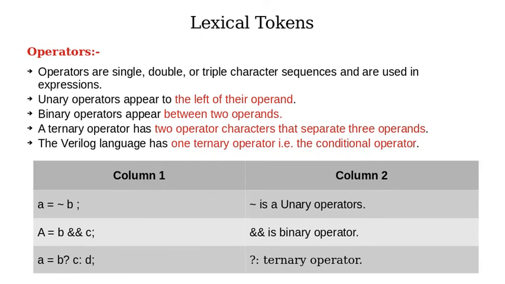The third lexical token is operators. Operators are single, double and triple character sequences and are used in expressions such as arithmetic and logical expressions. Unary operators appear to the left of their operand. Binary operators appear between two operands, and ternary operators have two operator characters, that is the conditional operator. The below table shows various examples of unary, binary and ternary operators. Verilog has only one ternary operator, that is the conditional operator.